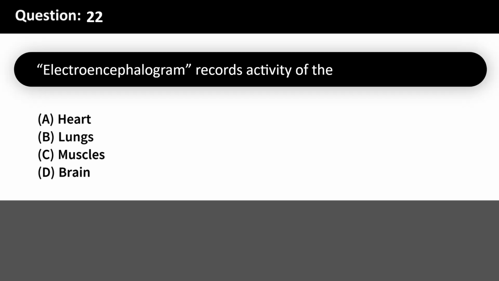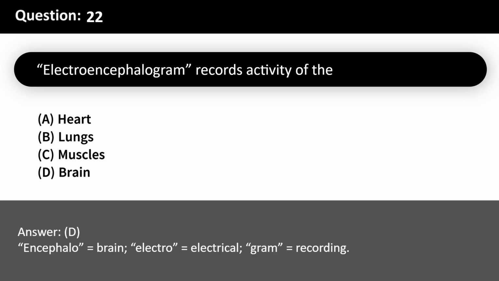Electroencephalogram records activity of the: A. Heart. B. Lungs. C. Muscles. D. Brain. Answer, D. Encephalo equals brain, electro equals electrical, gram equals recording.